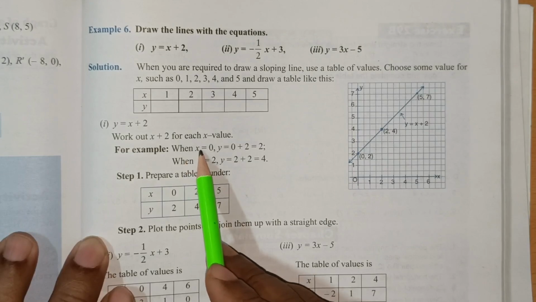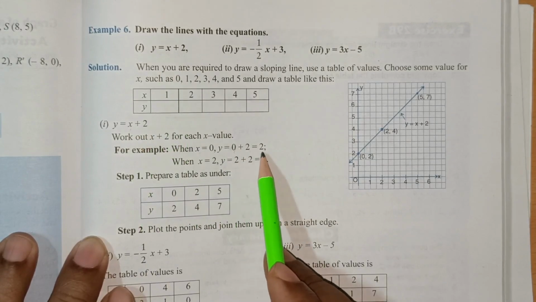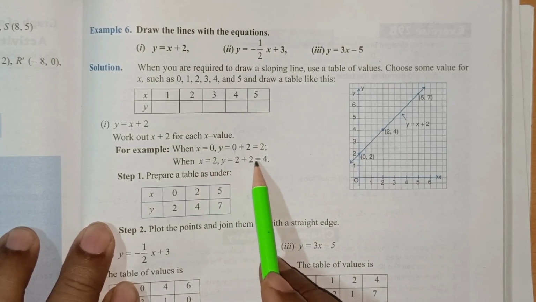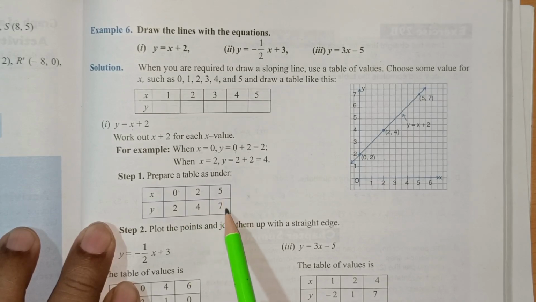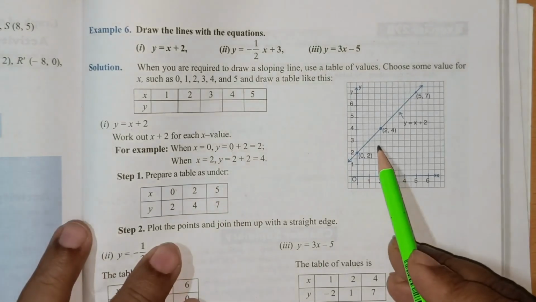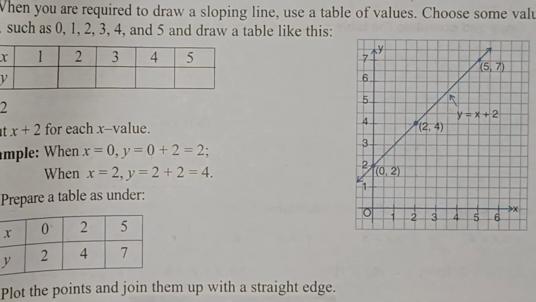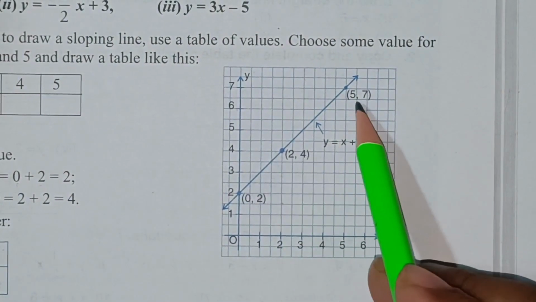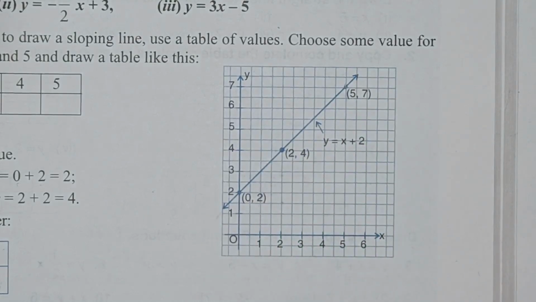Say for example, when x is equal to 0, the value of y is x plus 2. So 0 plus 2 equals 2. Next, when x is equal to 2, the value of y is 2 plus 2, 4. See, 3 ordered pairs and 3 values of x: 0, 2 and 5. So now you just plot this on the straight line. See, this is what you get. Let me see more closely. See the values. This is 0, 2, this is 2, 4, this is 5, 7, and then you just draw the line. That's it. This is how you get it.